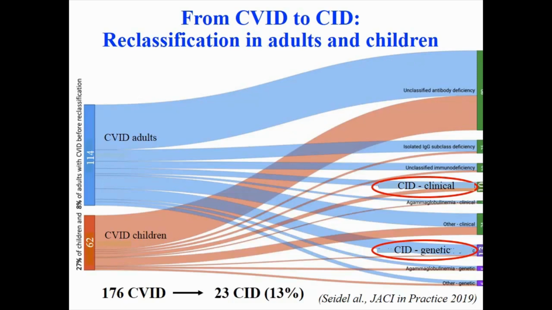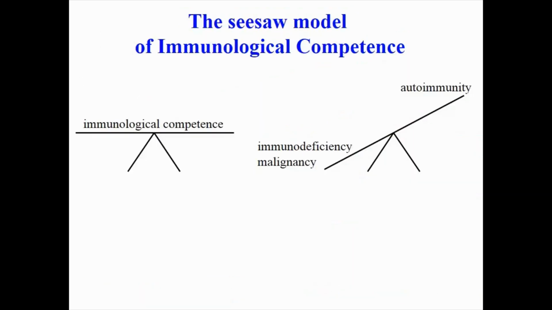Right, the other thing, when I started many years ago, the general idea was that in a healthy individual, you have what is called immunological competence. So you are capable of mounting immune responses against pathogens that help keep you healthy. And you're also able to protect yourself against malignancies, at least up to a point in life, and autoimmunity.